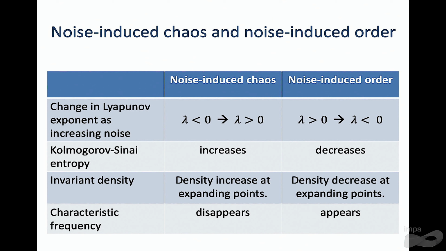Okay, so this is a summary, I have 10 minutes or so. Okay, so noise-induced chaos and noise-induced order. This Lyapunov exponent negative to positive, positive to negative. And characteristic frequency in noise-induced chaos case disappear, order case appears, and so on.